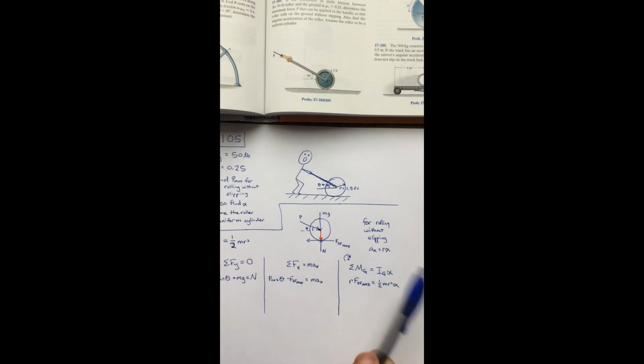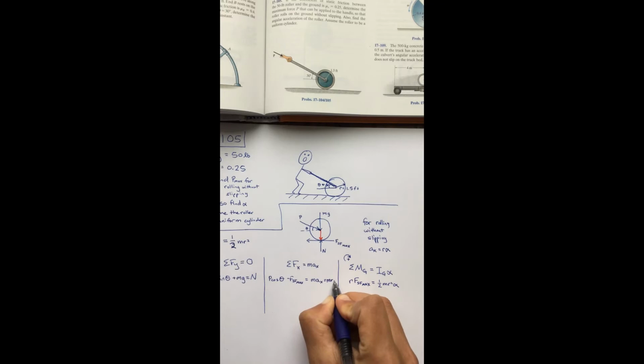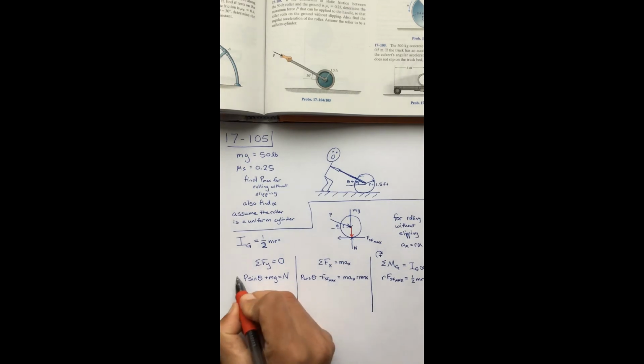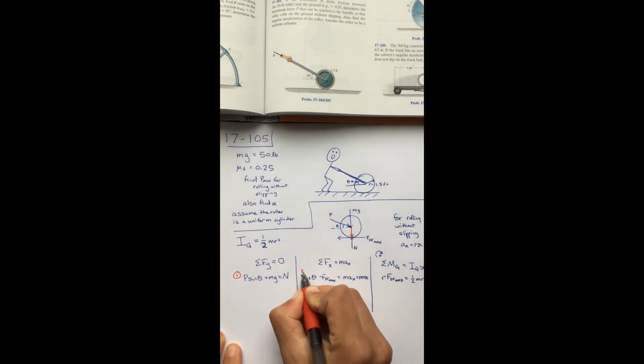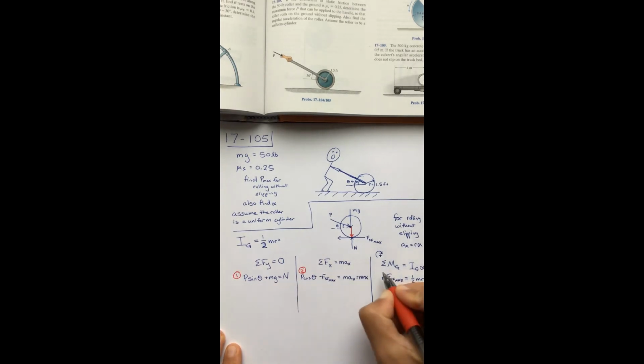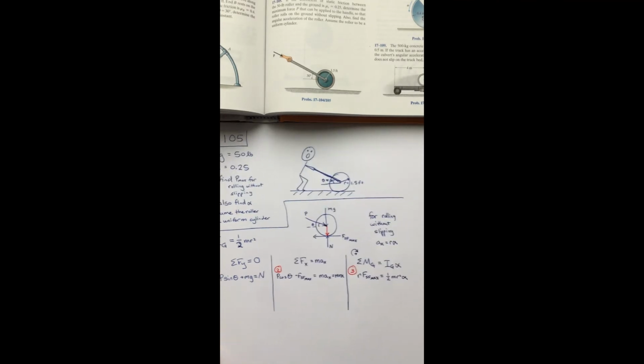So we can say this, and we can put that in here for the sum of the forces in the x direction. Let's call this equation 1 for the sum of the forces in the y direction. For the sum of the forces in the x direction, we'll call that equation 2. And for the sum of the moments, we'll call that equation 3.